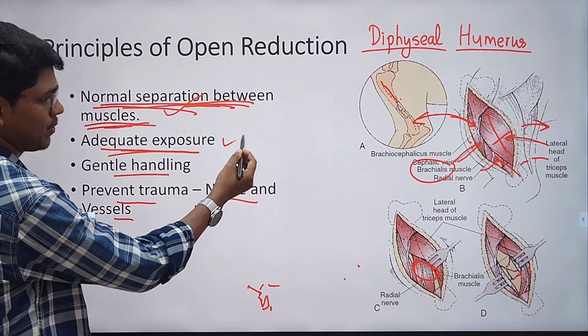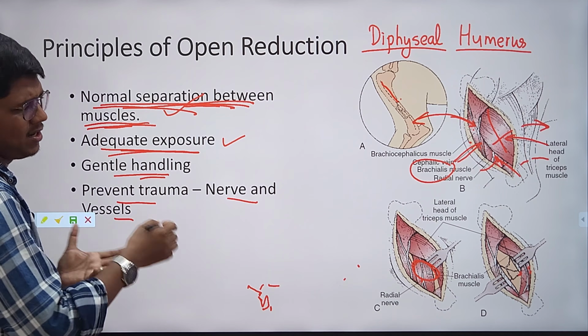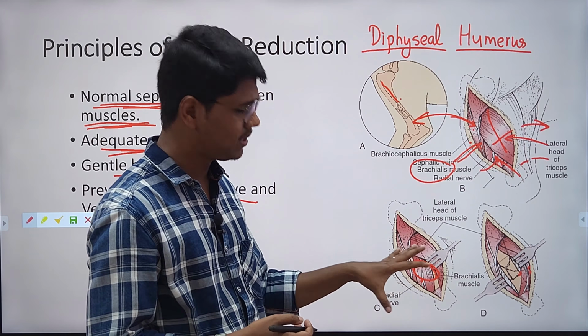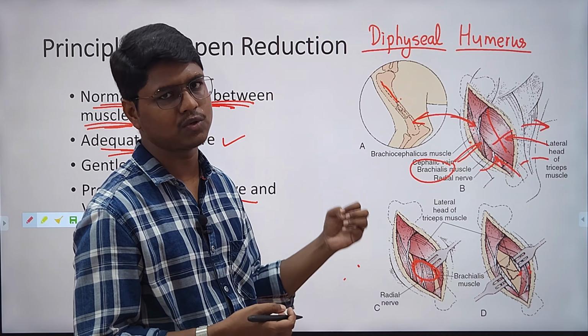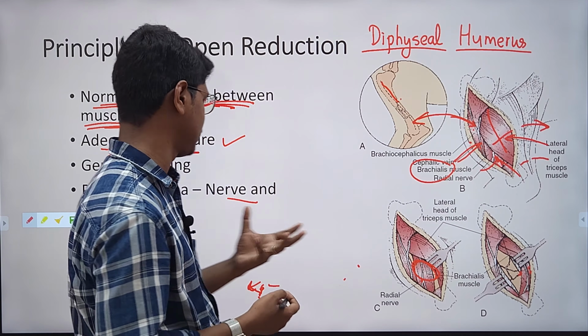Separation between muscles, adequate exposure. You have to make the incision slightly large enough. Gentle handling, of course, you know that this also comes under the principles of surgery. So you have to handle very gently, otherwise you may injure those soft tissues. When you injure those soft tissues, there will be devitalization of the bones.